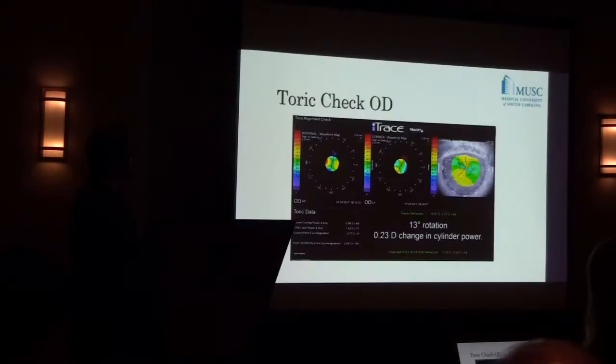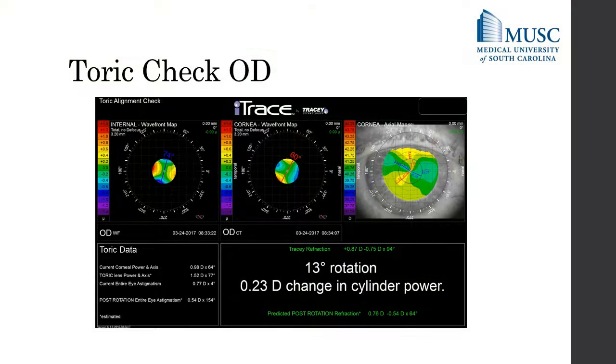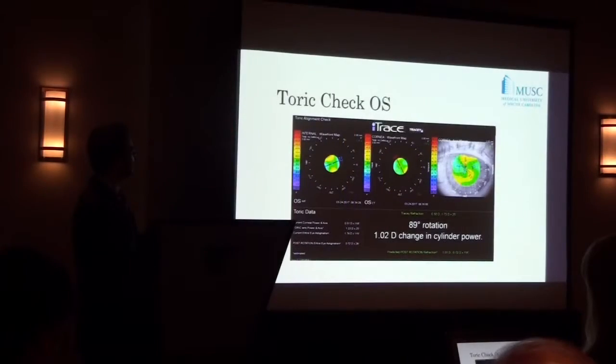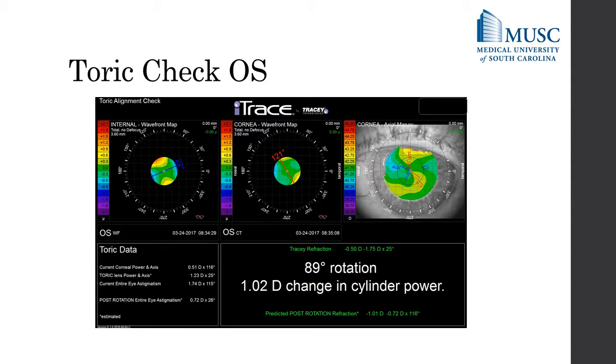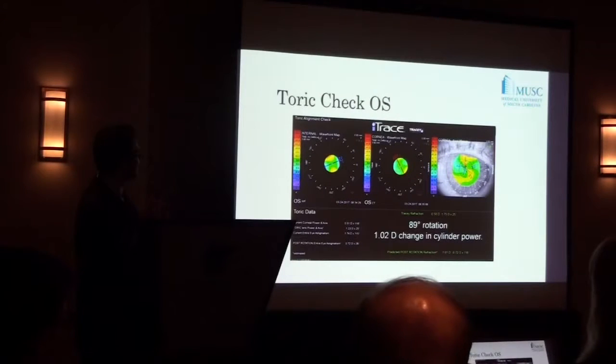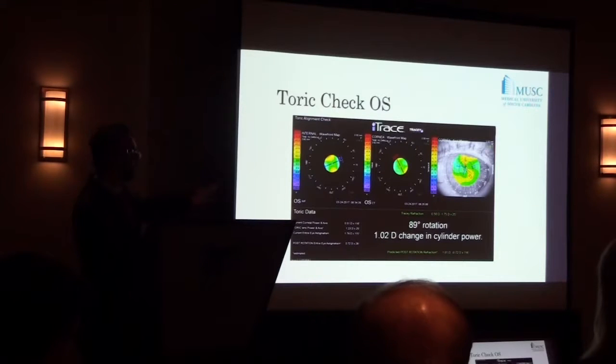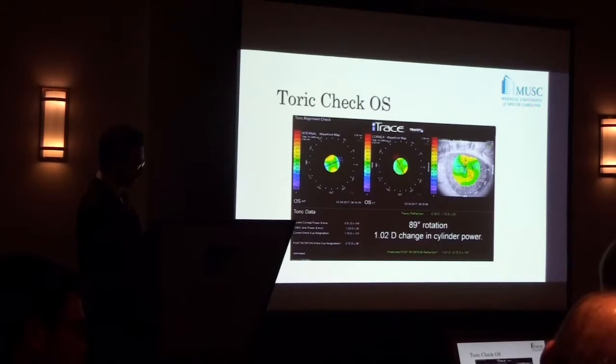So how about we do a Toric check? In the right eye, we have a near perfect measurement. In her left eye, we see the internal astigmatism, and under the second image, we have our corneal astigmatism. With a quick look, we get an idea of where the astigmatism is and where it was supposed to be. iTrace suggested a 90 degree rotation, which could change about 1.0 of astigmatism. That's an amazing feature of iTrace.